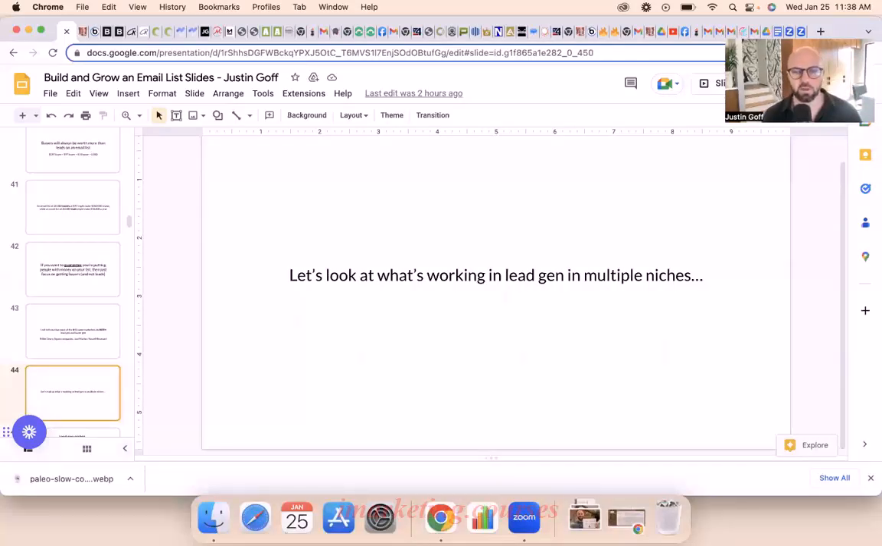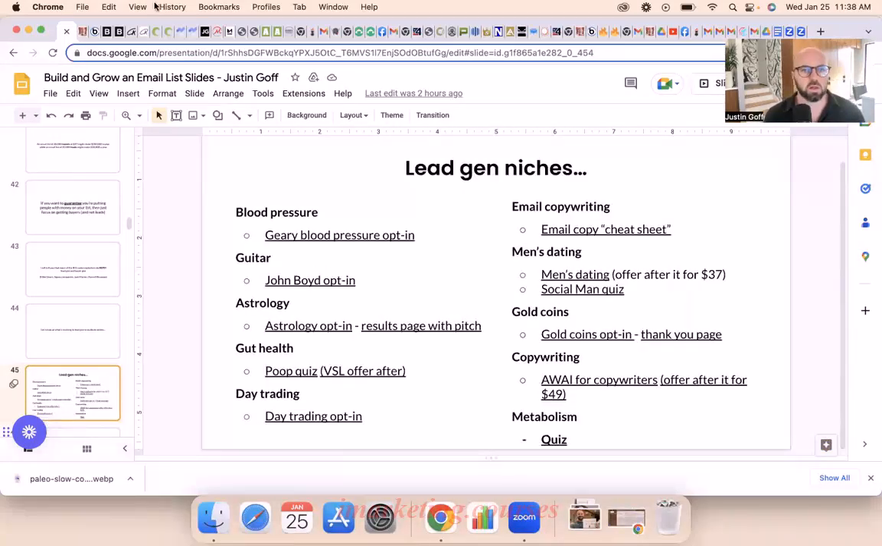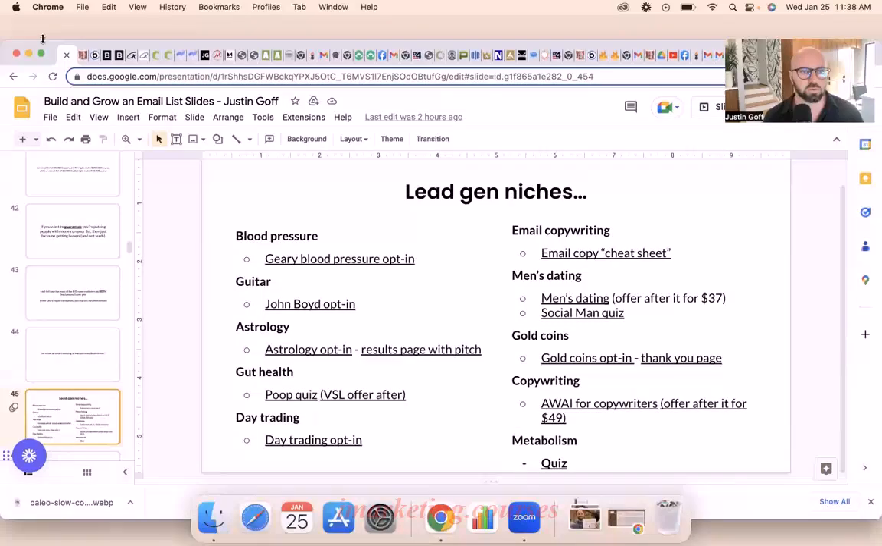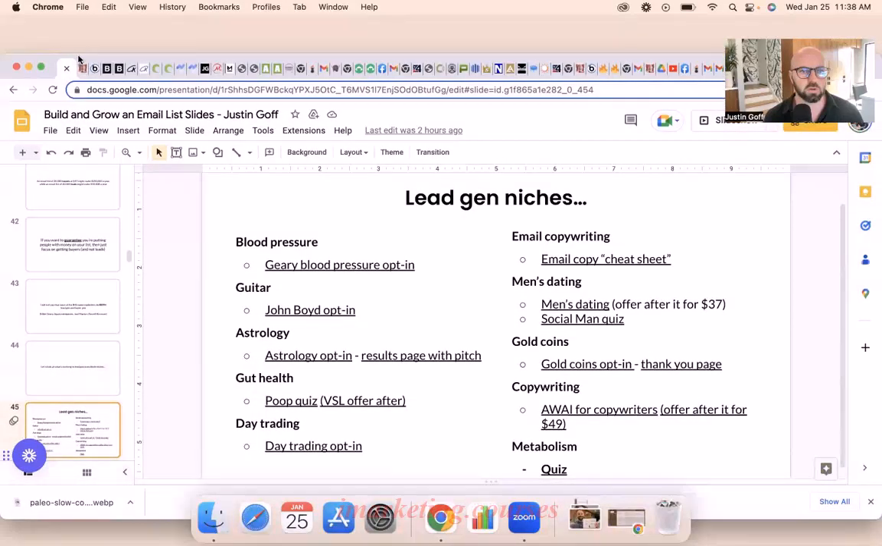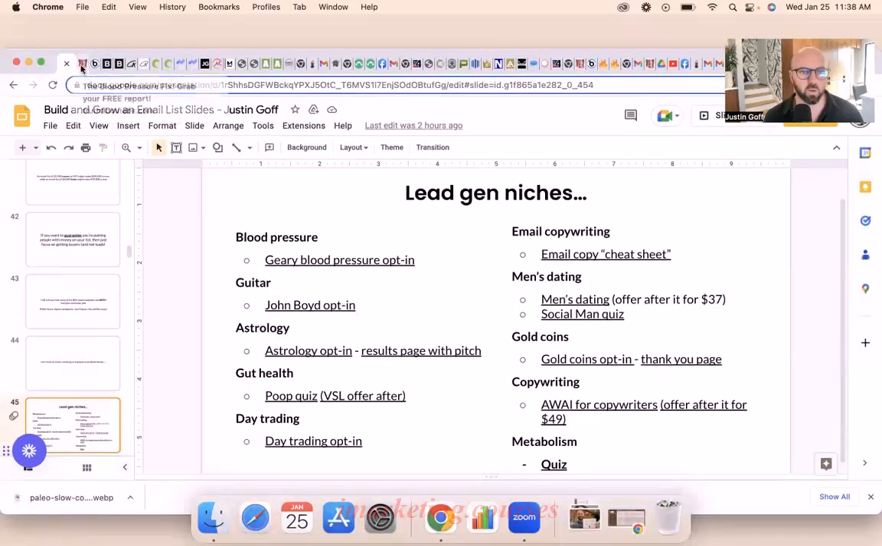All right, so let's look at what's working in lead gen in multiple niches. By the way, if you have questions, I have a section about halfway through this where I'll take questions on lead gen. I'll answer all your questions then. So let's look at lead gen. I've got a bunch of examples here for you, and we'll go through these one by one.